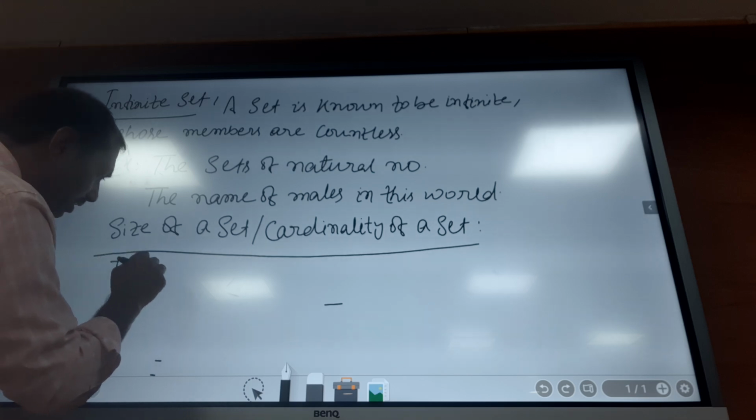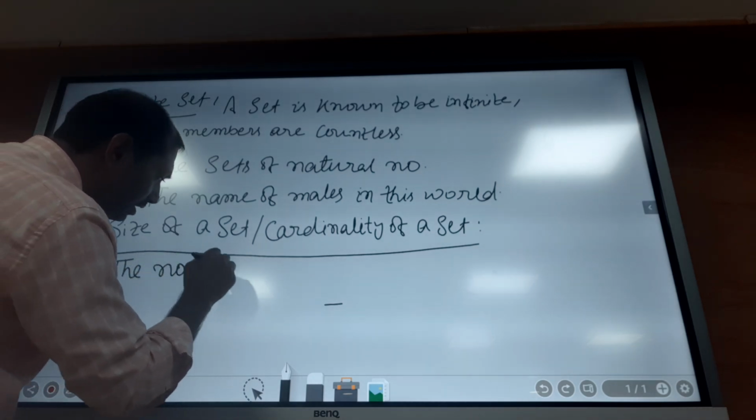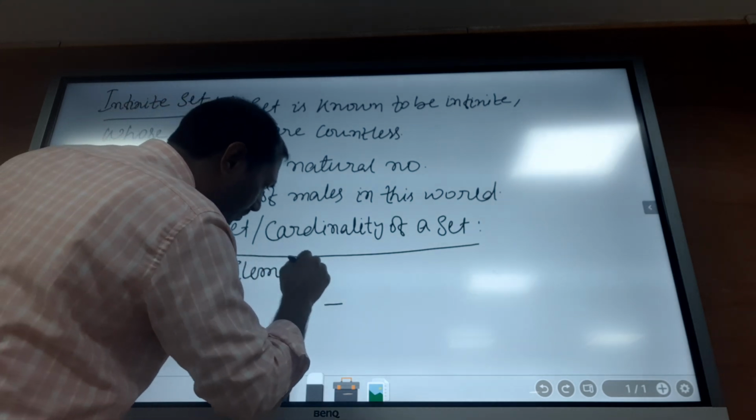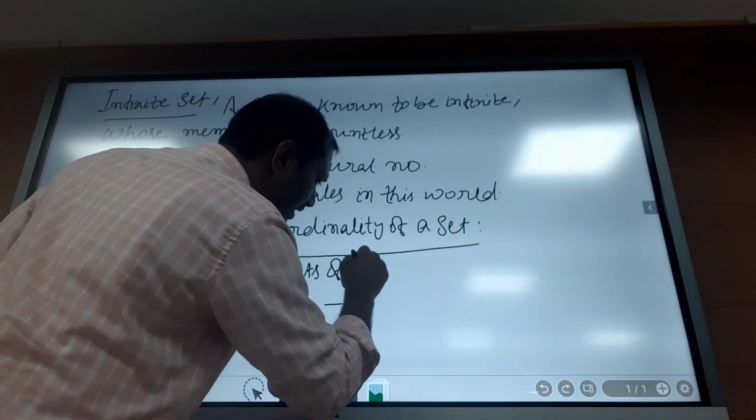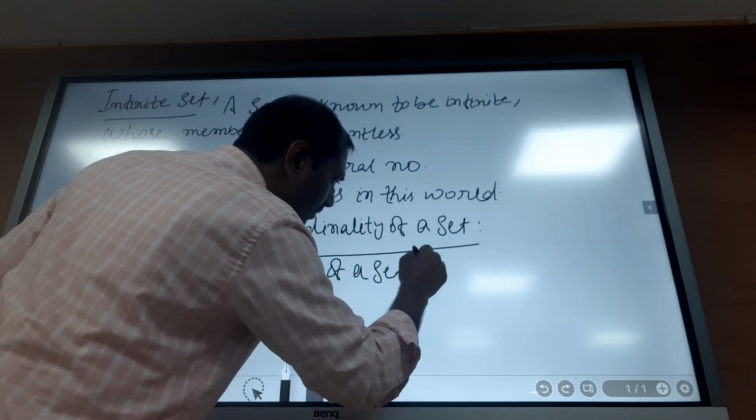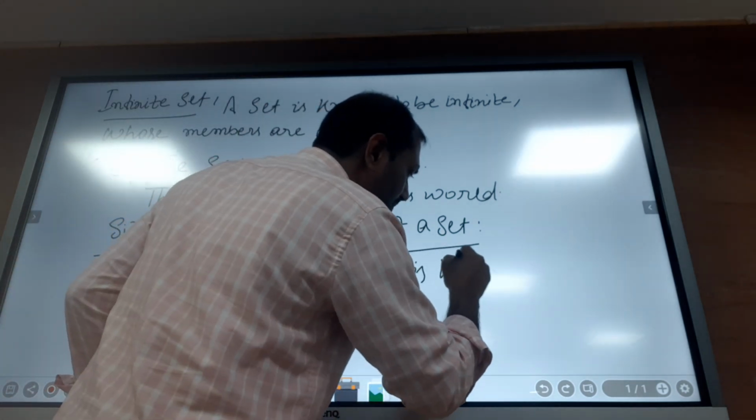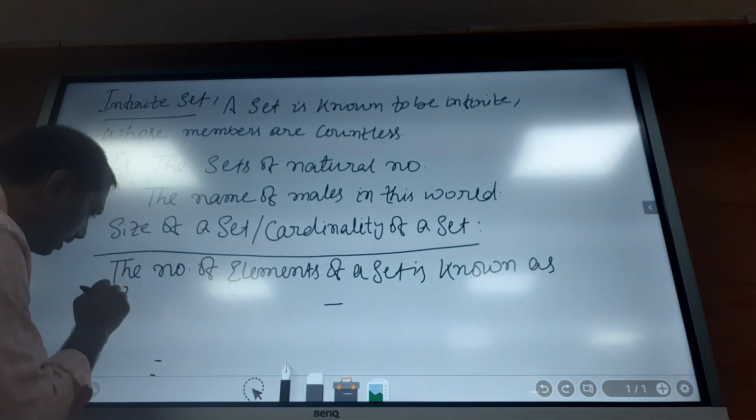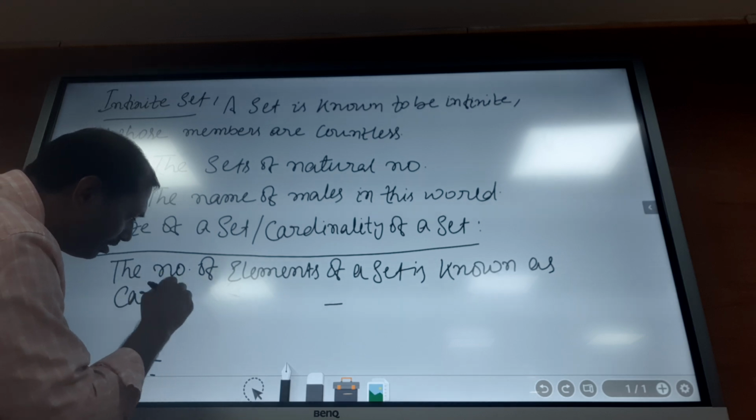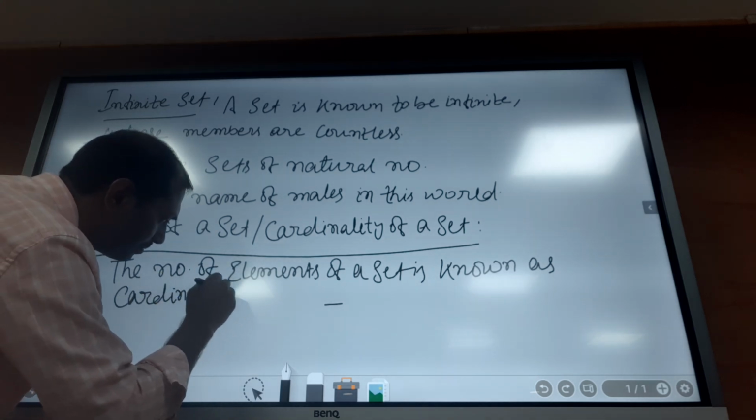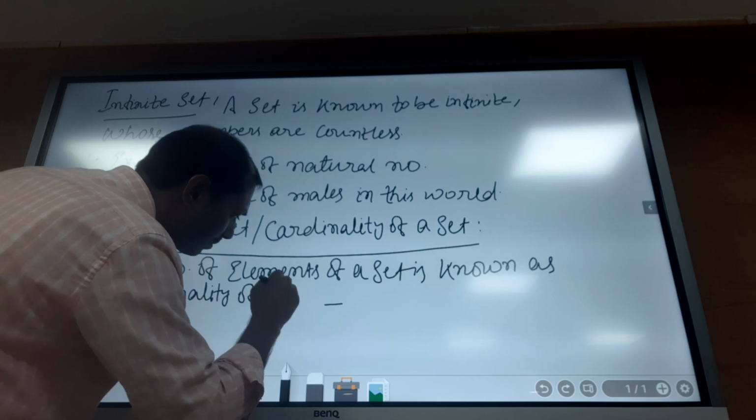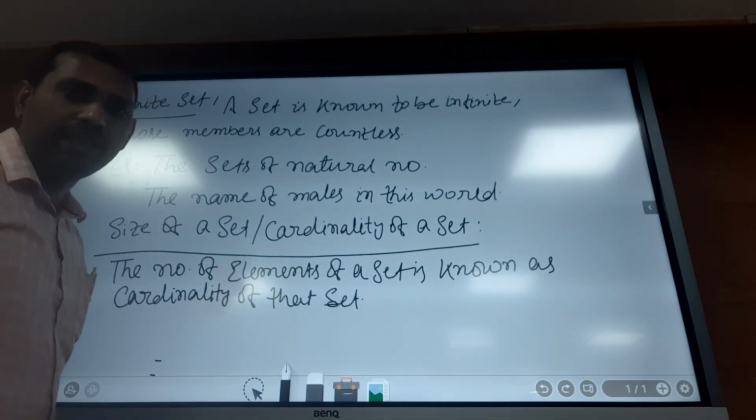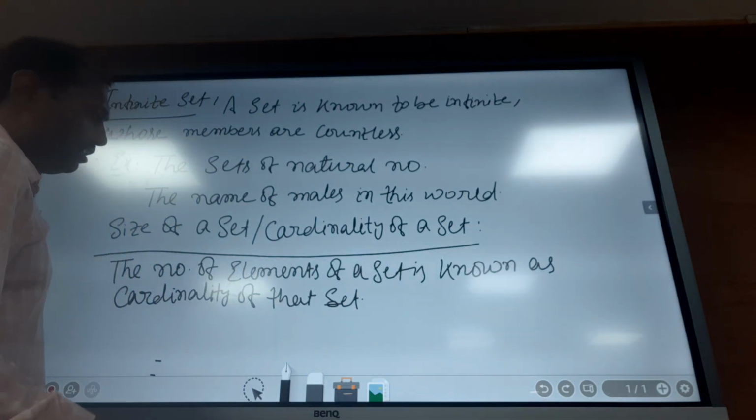The number of elements of a set is known as the cardinal number of the set. Cardinality of that set, or we can say the cardinal number of that set, or the size of that set.